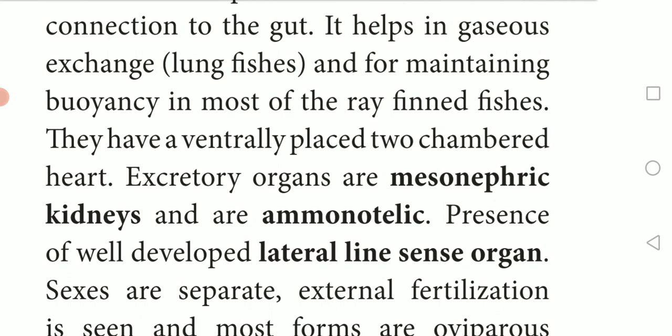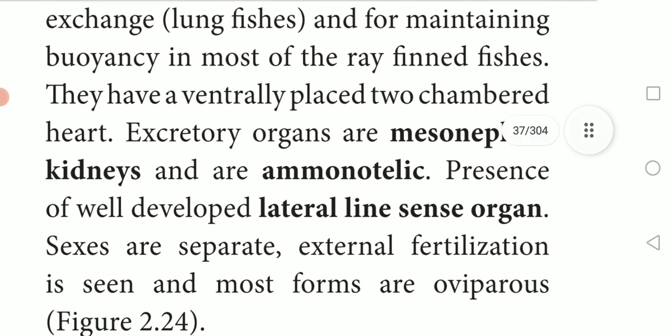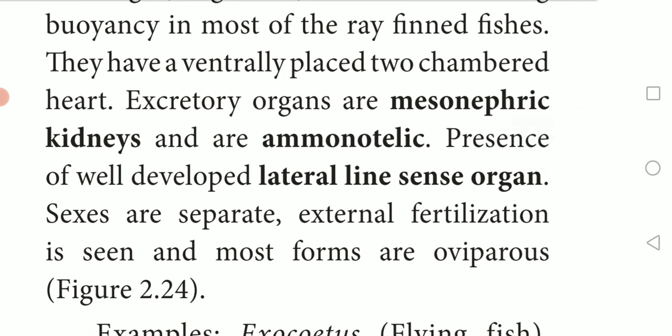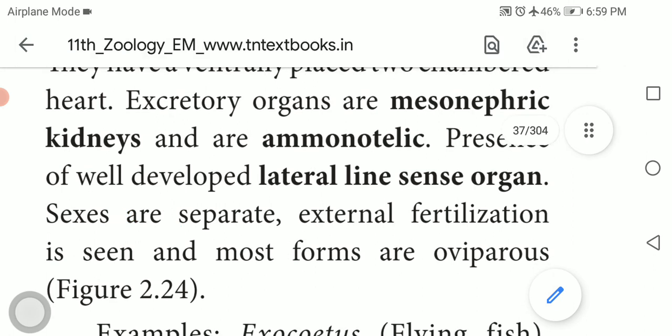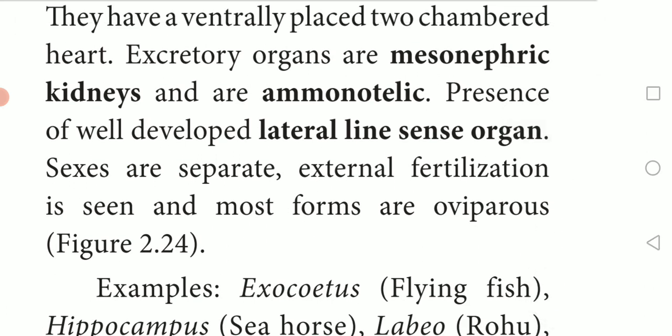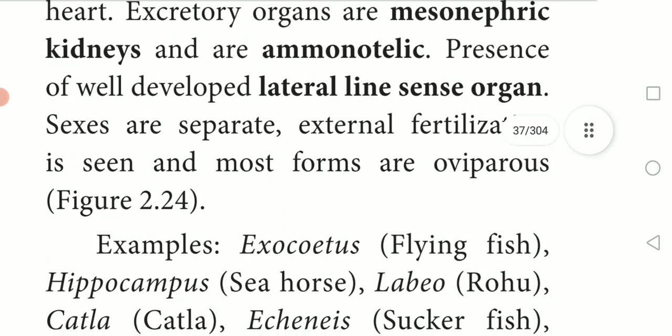It helps in gaseous exchange, as in lung fishes, and in maintaining buoyancy in most of the ray fin fishes. Buoyancy means balancing. They have a ventrally placed two chambered heart. Excretory organs are mesonephric kidneys, and they are ammonotelic, which means the organism releases ammonia as the excretory product.